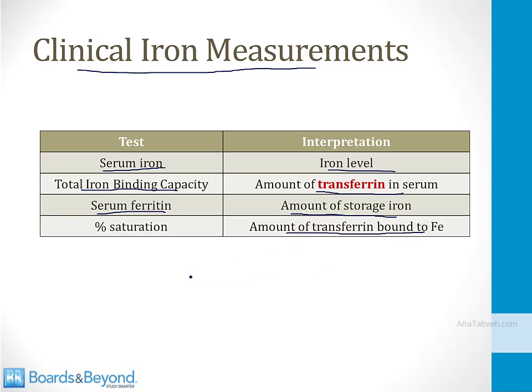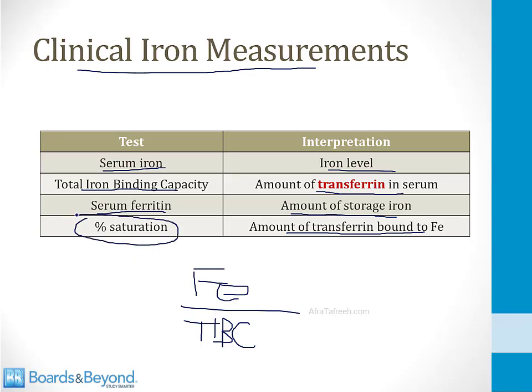You calculate the percent saturation by taking the iron level and dividing it by the TIBC. This will give you a ratio of these two numbers. The reason this is done is because sometimes the iron level can be low normal, but the TIBC can be very high. We'll talk about this in a minute, but this is seen in iron deficiency anemia. And in these cases, the percent saturation can reveal the iron deficiency state, even though the iron level may be at the lower limits of normal.